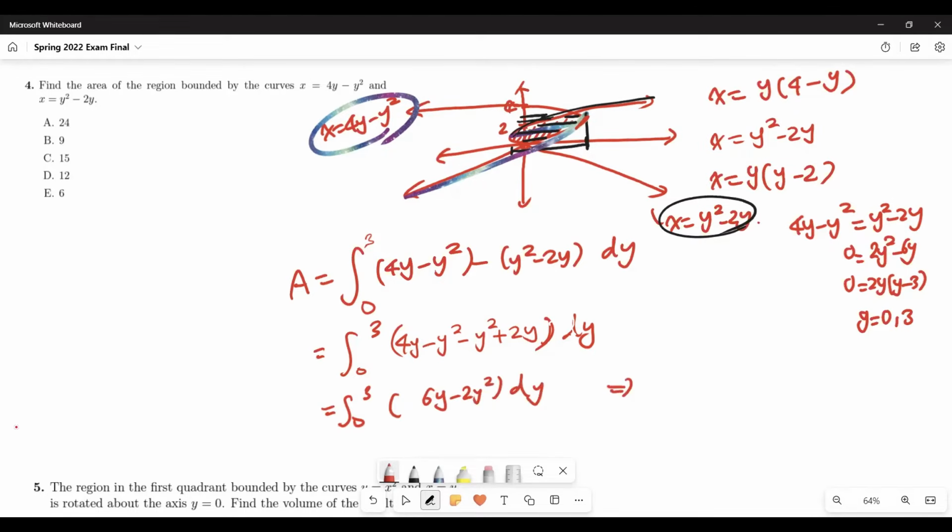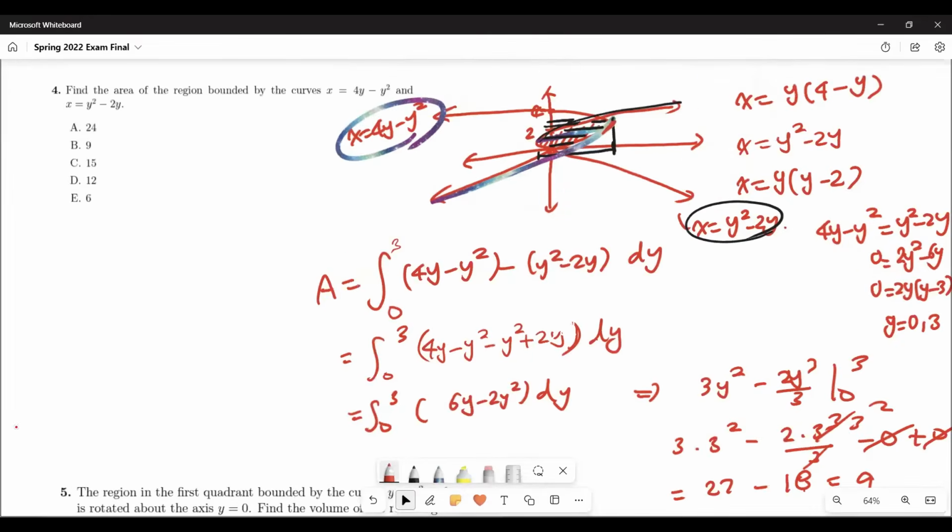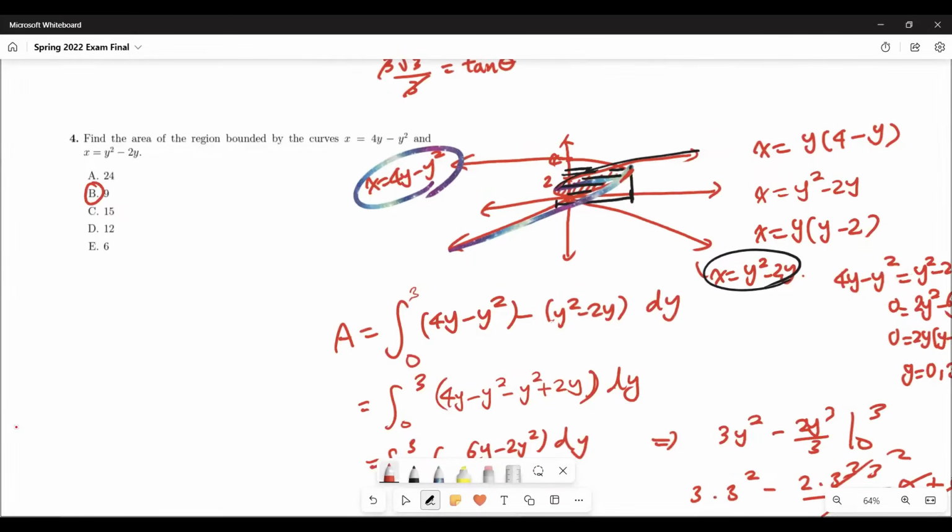So this is 3y squared minus 2 over 3 y cubed, from 0 to 3. Plug it in: 3 times 3 squared minus 2 times 3 cubed over 3, minus 0 plus 0. The 0 cancels out. So this is just 27 minus 3 squared times 2, which is 18. So 27 minus 18, which is 9. So the answer for this question is B.